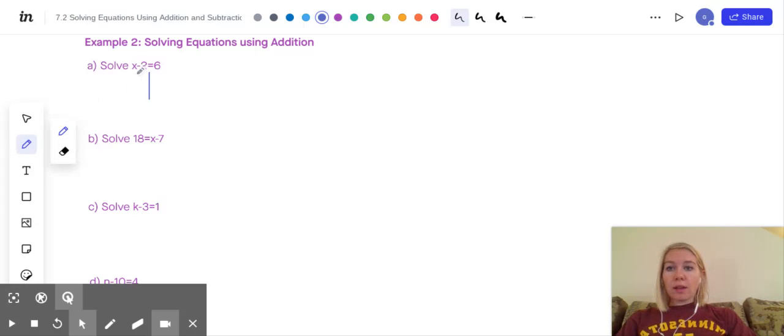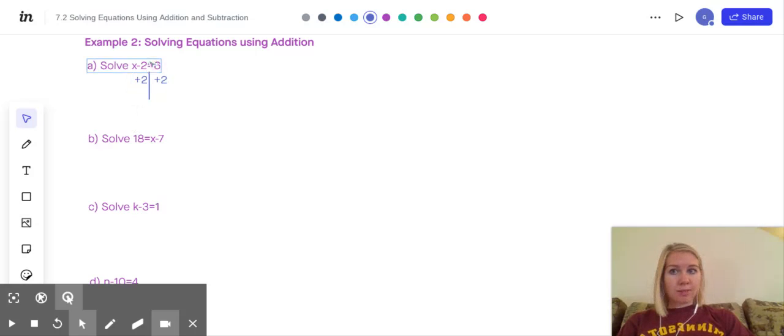Now, our equation said x minus 2. So we're going to do the inverse of subtraction, and the inverse means the opposite. The inverse of subtraction is addition. So we're going to add 2 to both sides, because our goal is to get x by itself. To get x by itself, I know I need to get rid of this minus 2. So to do that, I'm going to add 2.